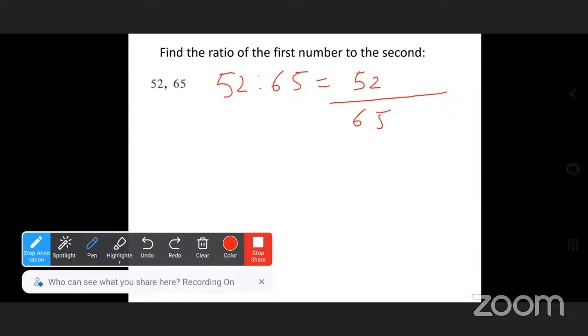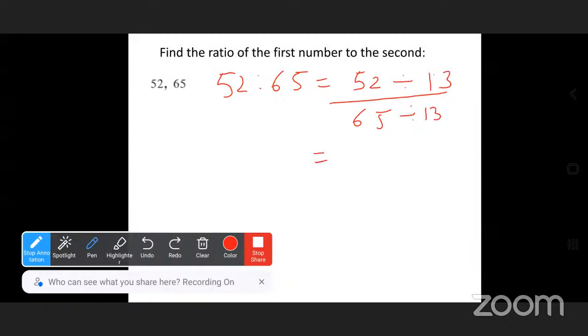So what is common between them? 52 is to 65. What is common? 52 comes in the table of 13, and 65 comes in the table of 13, right? 13 fours are 52, 13 fives are 65, right? Please buy at the tables.